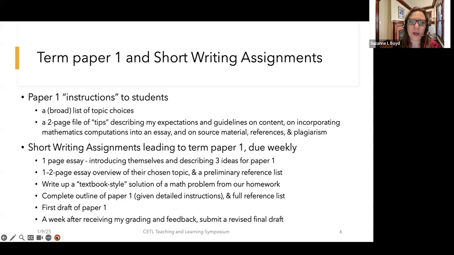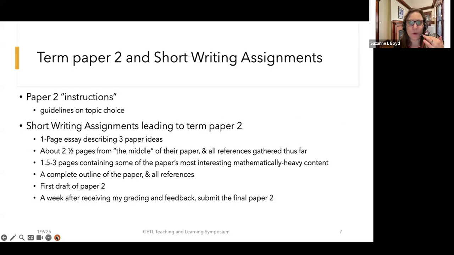And then they turn in an outline of paper 1 and then a first draft. And after feedback, they submit a revised draft. So those are the steps that I have scaffolded to paper 1, and that's the outline of what I give them. For paper 2, now that they've been through it once, I just give them some guidelines on the topic choice.